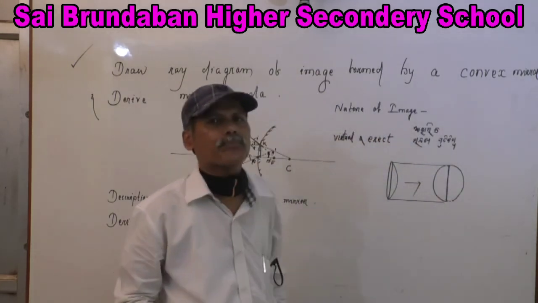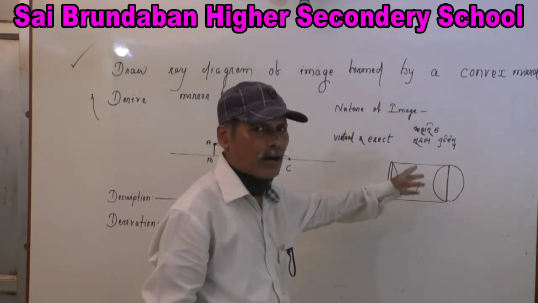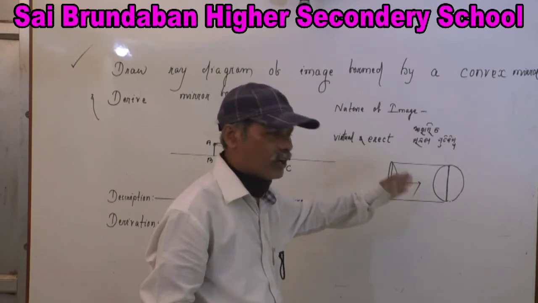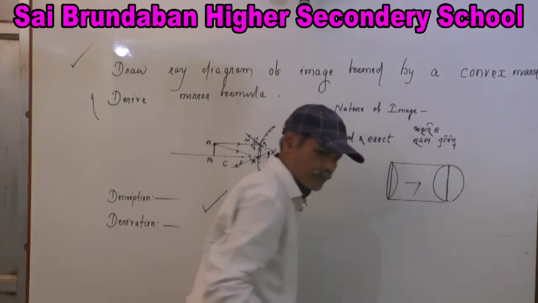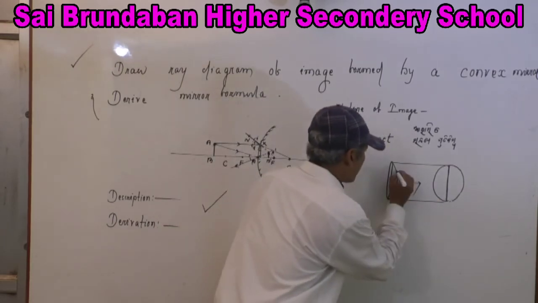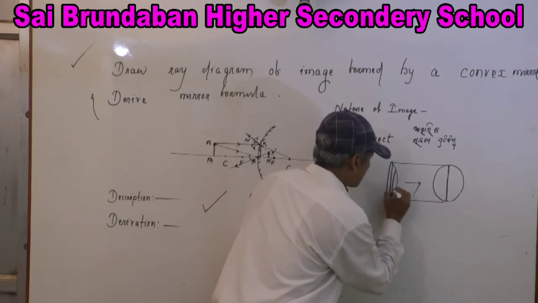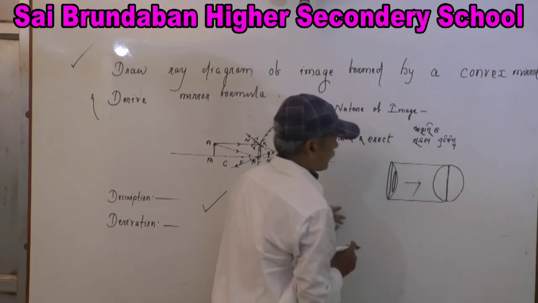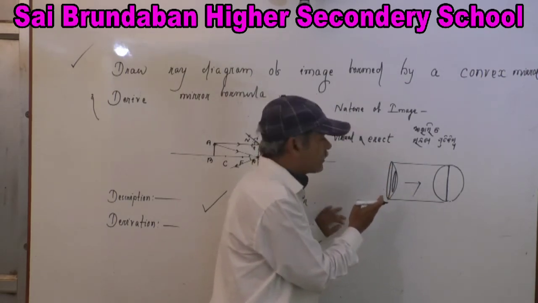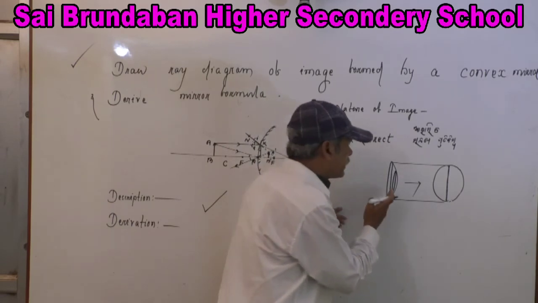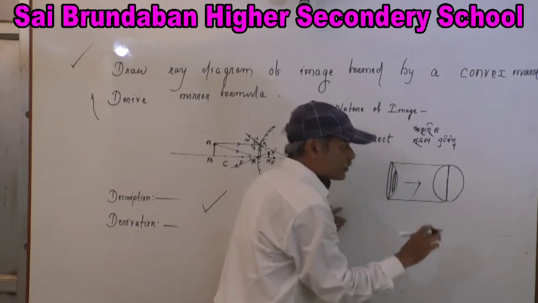The diameter of the outer edge of the mirror is called the aperture of the mirror. Okay? This is the aperture. Let's say you cut a small part of it, then what happened? The aperture reduced.